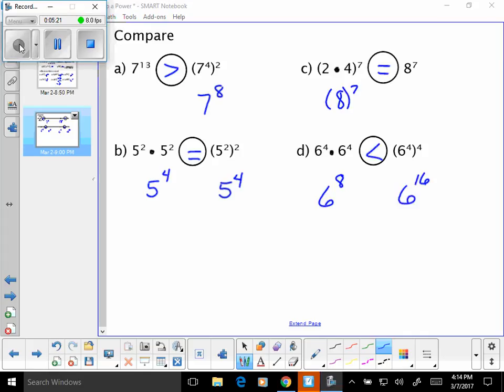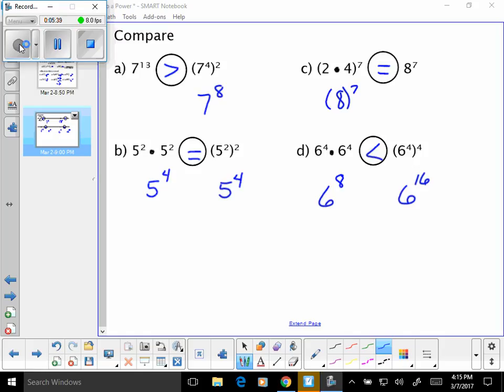Let's see how you did. On C, you really do have to multiply what's inside the parentheses first. That goes back to the order of operations that we had way back in chapter 1. So 2 times 4 is 8, and it would be 8 to the 7th. So it's going to be equal.